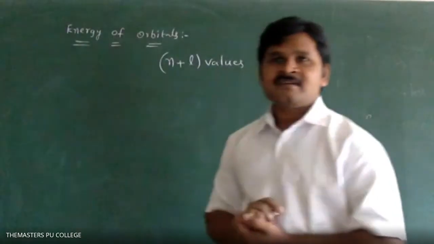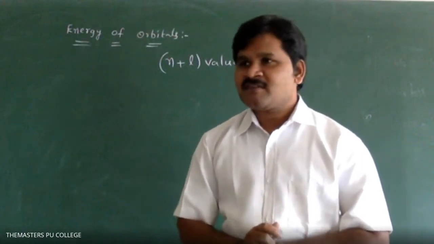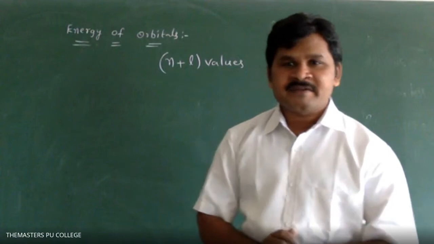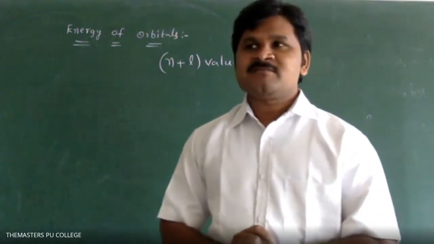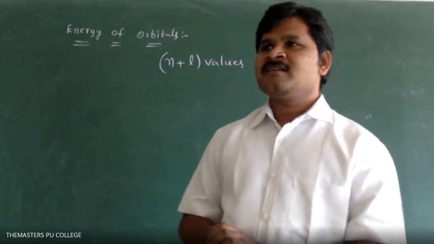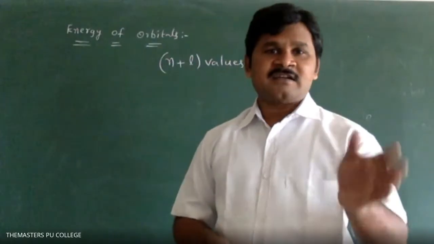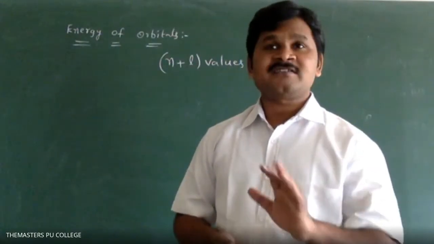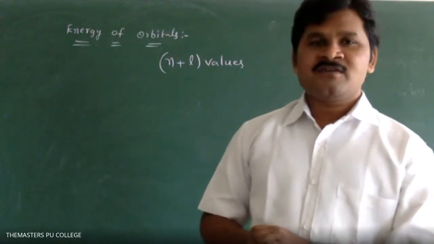What is n? In the last class we discussed that n is the principal quantum number. What is L? L is the azimuthal quantum number. What are the starting values of n? N values are 1, 2, 3, 4. N value 0 is not possible. N values start from 1 onwards.